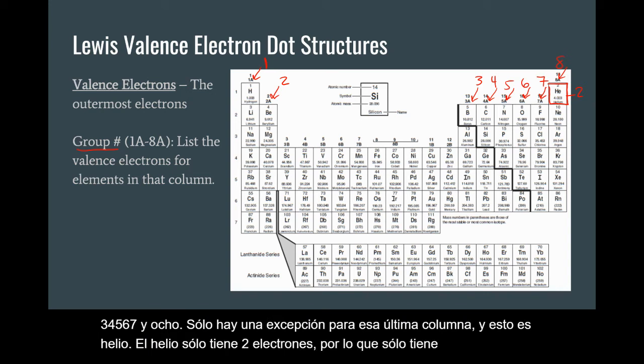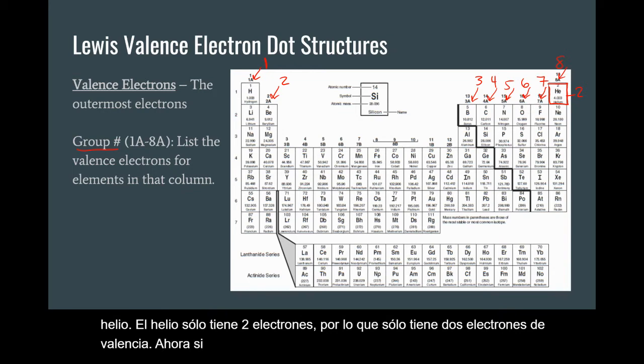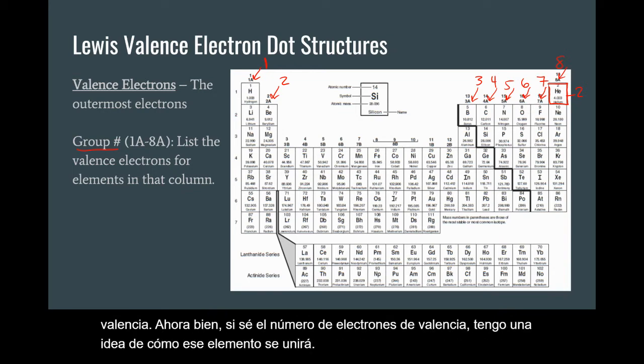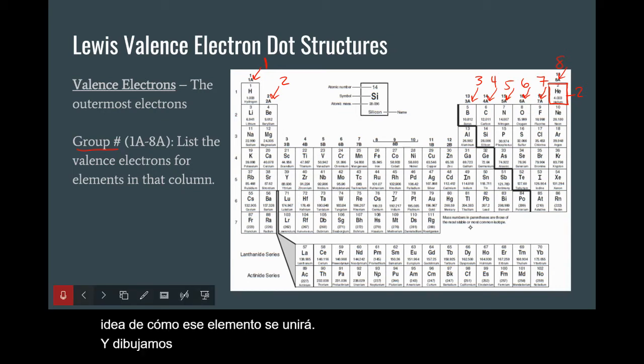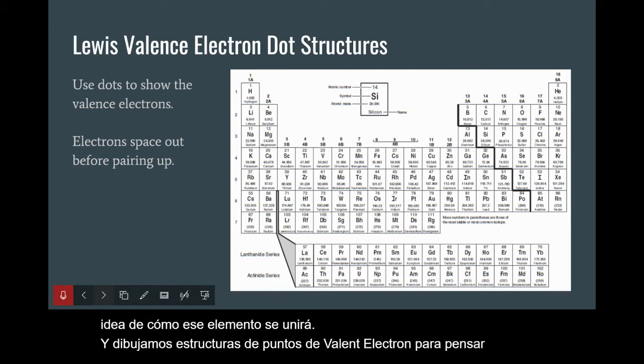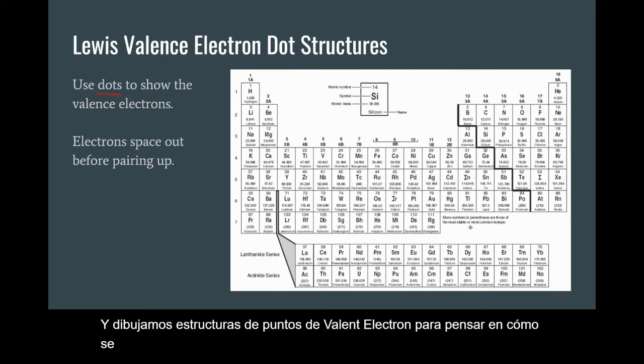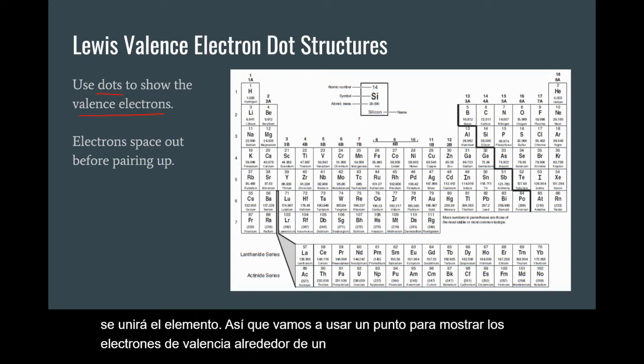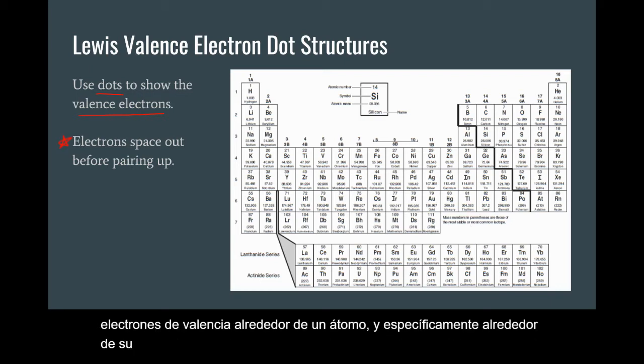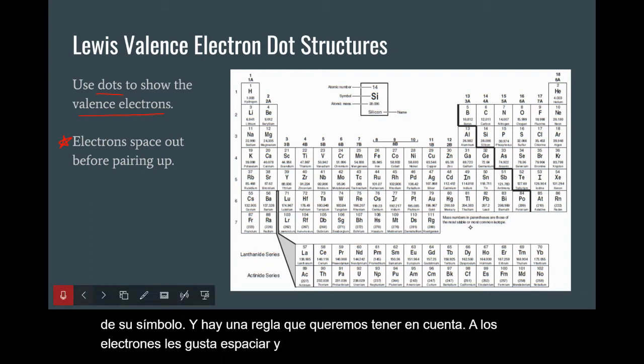Now, if I know the number of valence electrons, I get an idea of how that element will bond. And we draw valence electron dot structures to think about how an element will bond. And so we're going to use a dot to show the valence electrons around an atom, and specifically around its symbol. And there's one rule we want to keep in mind. Electrons like to space out and stay away from each other before they start to pair up.